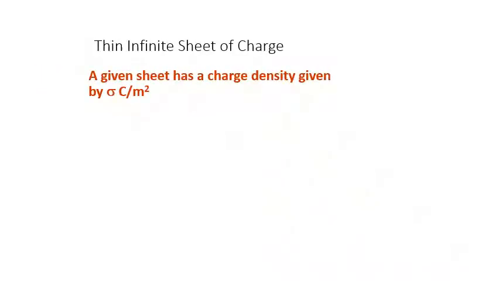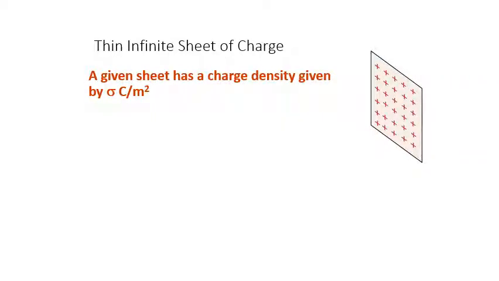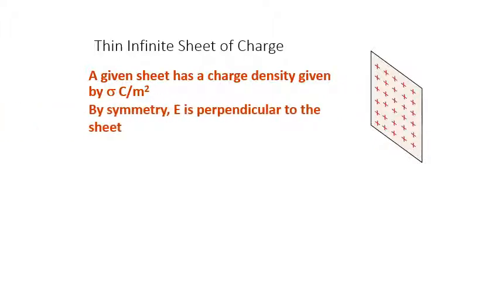Now take a thin, infinite sheet of charge. The given sheet has a charge density sigma coulomb per meter square. A positive charge is given on this sheet with this strength. By symmetry, if you want to calculate the electric field, then the electric field is always perpendicular to the sheet, in the outward direction if the charge is positive, and inward if the charge is negative. In our case, the charge is positive, so it should be in the outward direction.